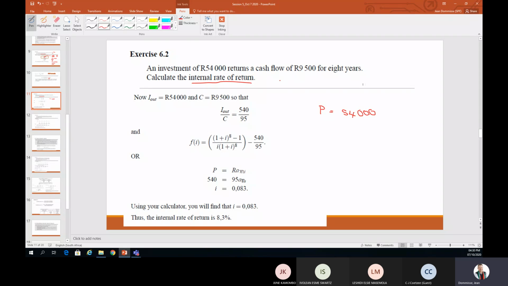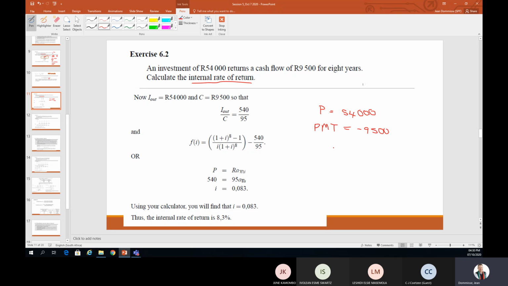Returns a cash flow of 9,500 for 8 years. So your PMT, what you are getting per year, is 9,500. You can put the negative in front of any one of them just so that the calculator picks that up. It doesn't matter which one. If you don't use it, also not a problem.